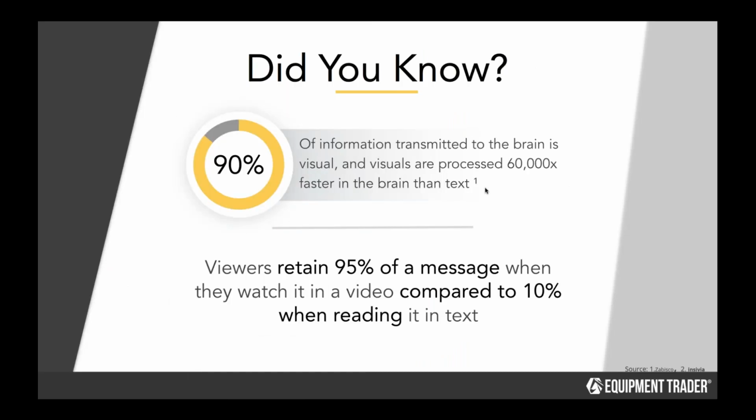And of course, not only are people dedicating a large amount of time to watching these videos online, but they're retaining the information better than if you were to share a text article. 90% of information transmitted to the brain is visual, and visuals are processed 60,000 times faster in the brain than text. So viewers wind up retaining about 95% of a message when they watch it in a video, compared to about 10% when they read it in text. And shooting and filming videos these days, again, is a lot easier than you might think.